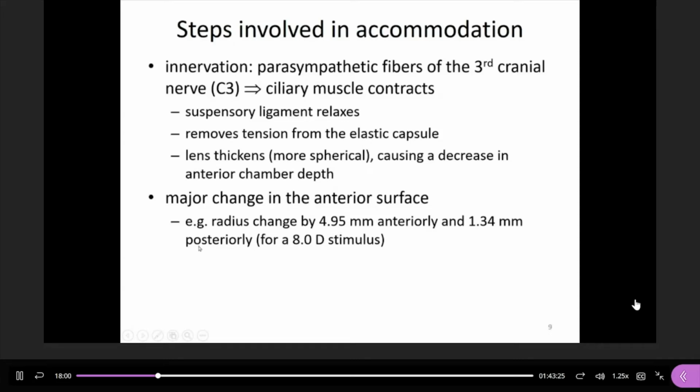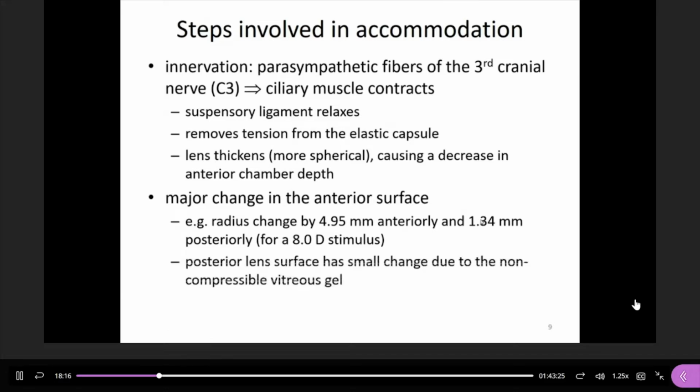millimeter, while in the posterior lens surface it's only changed by about 1.3 or 1.4 millimeter. So the majority of the change primarily occurs in the anterior surface rather than the posterior surface. And as I mentioned before, the change in the posterior surface was very subtle, and this is due to the incompressible nature of the vitreous gel, so there wasn't much room for movement on the posterior lens surface.